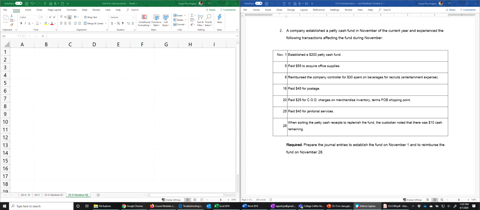Okay, so on the 3rd, I posted our demo problem on petty cash, all right? And I also posted this handout. So I'm going to encourage you to work through that handout. This is question 2 on the chapter 6 handout that I posted on Friday.